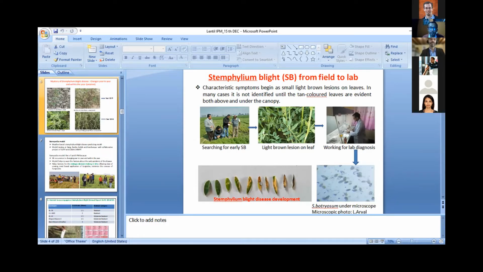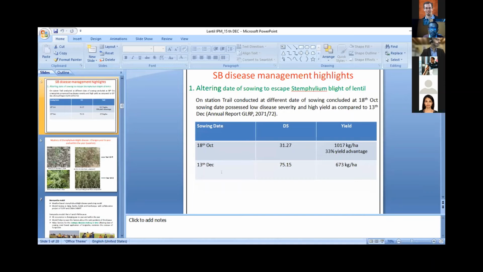Yeah, this is the progress of the disease I have shown here. This is how the disease progresses, and as the disease severity increases, it badly hampers pod formation. So it is the most important disease in the context of lentil, and we have to manage it in an integrated way. We have done some activities for the management of stemphylium blight.